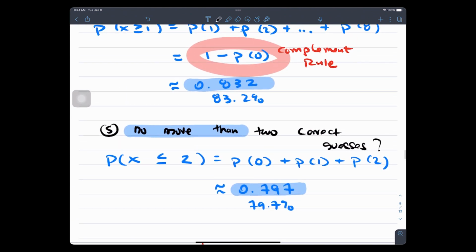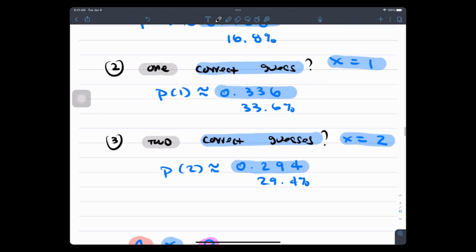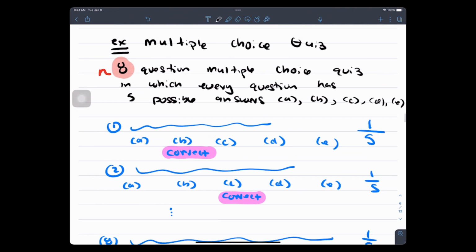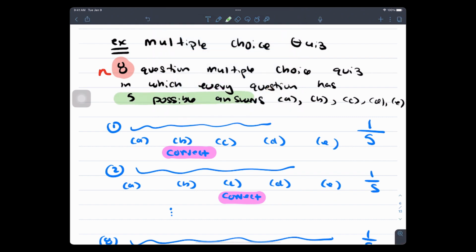Remember the binomial? What else did we work on? We did a multiple choice. Remember this one? Where is it at? There it is. The 8-question multiple choice quiz. This is now a different example. It's 8 questions now. How many possible answers are there for each question? 5. How do I know? They told you.